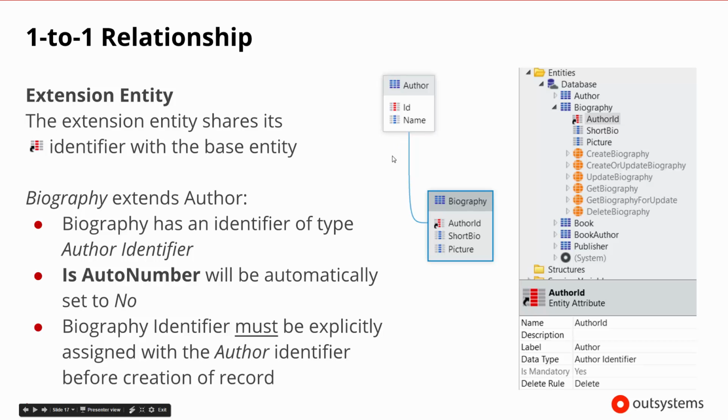So the good news here is we can create these relatively easily by creating new entities and giving it the ID of the thing we're trying to extend.